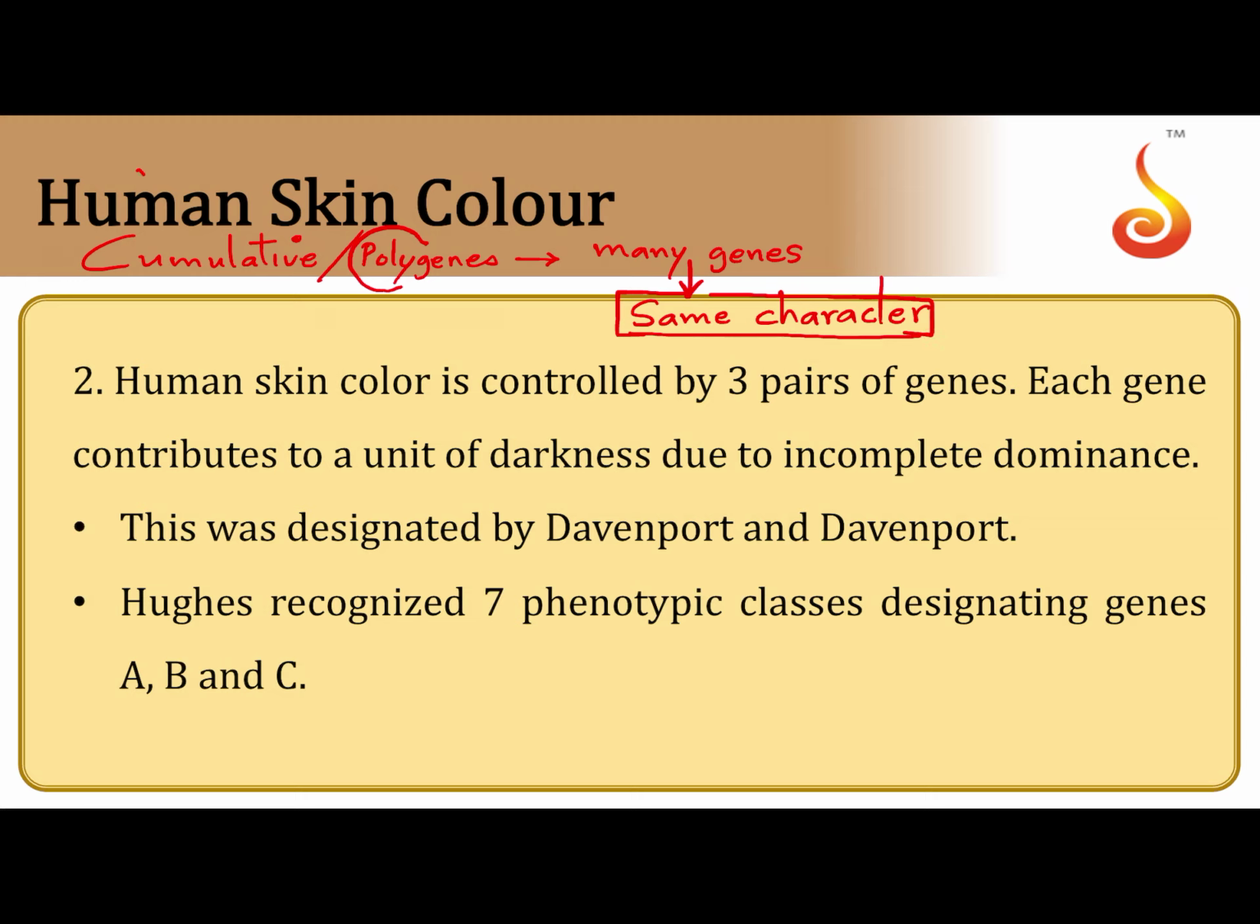same character. And one excellent example other than the kernel color of wheat is the human skin color. And notice how it is mentioned that the human skin color is controlled by three pairs of alleles, we can say. You know that alleles and genes are used interchangeably, but just to prevent any confusion, you can say three genes control, and each of these genes have two alleles. So you can say three pairs or a total of 6 alleles which control the skin color in case of man. Let us designate those genes as capital A, capital B and capital C.